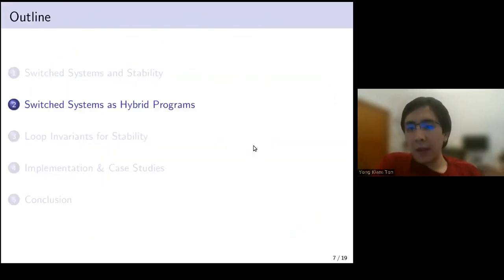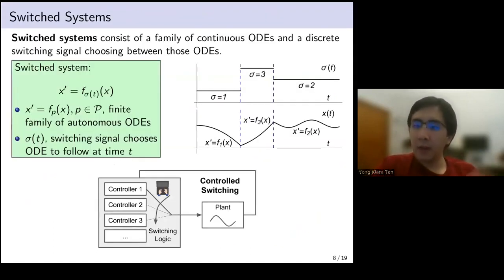Okay, so let me give you a bit of background on switch systems and hybrid programs. Mathematically speaking, a switch system consists of a family of differential equations, x prime equals f_p of x, and a set of switching signals, sigma. Sigma here in this context are going to be piecewise constant functions. So intuitively, in this picture over here, sigma is going to prescribe the modes that the switch system is going to be in at each time interval.